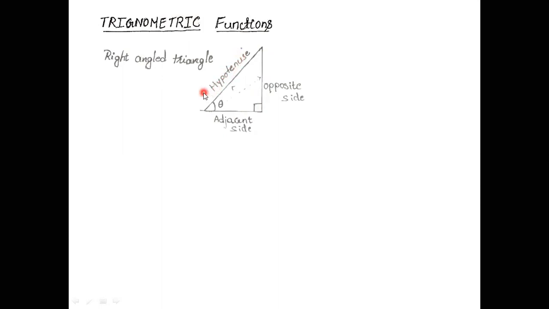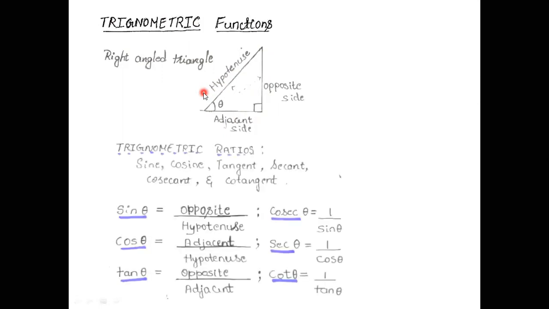Okay. Next, we can see the trigonometric ratios, that is sine theta, cosine, tangent, secant, cosecant, and cotangent. First one is sin theta. What's that value? Opposite side of the triangle by hypotenuse. Next, cos theta. The value is adjacent side by hypotenuse.